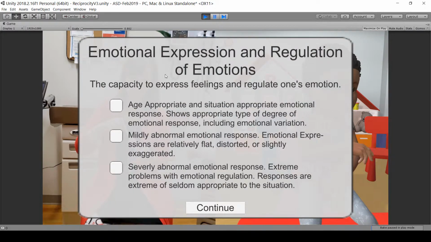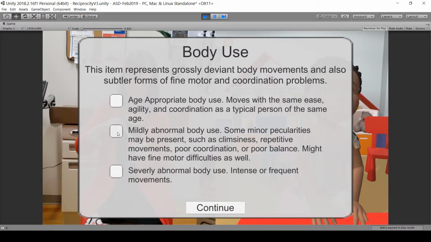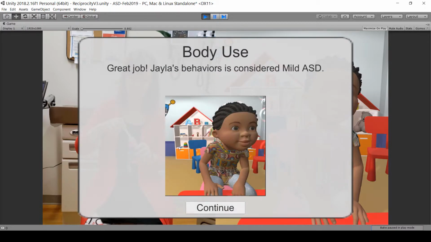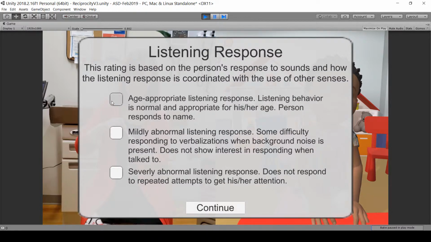After seeing the interaction, again you are prompted with the same questions. This time the right answer is the middle one, because they're showing the mildly abnormal behavior for Jayla. The responses and feedback are also the same. This is the wrong answer feedback. Your answer is not correct. As you can see, Jayla showed a mildly abnormal facial expression, which was relatively flat. And if you get the right answer: great job, Jayla's behaviors are considered mild ASD. Wrong answer again.